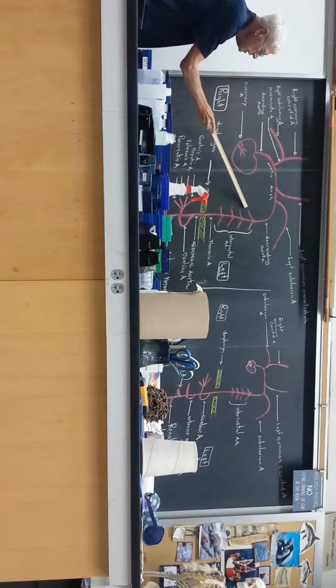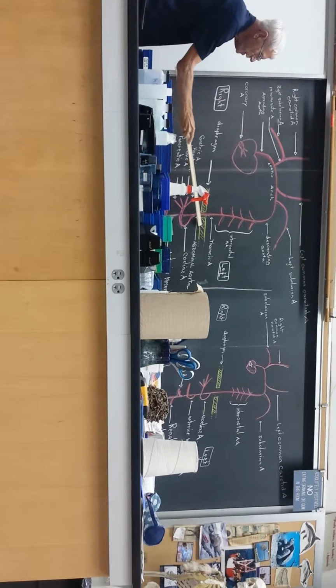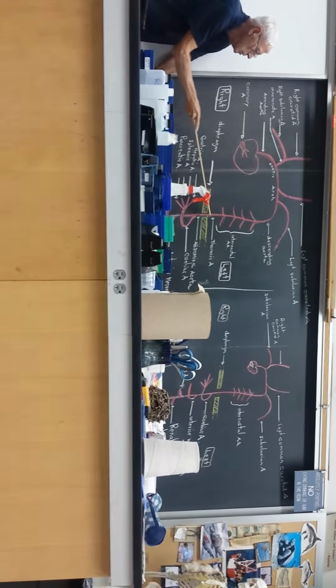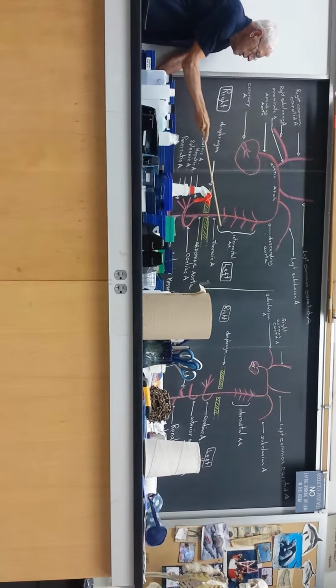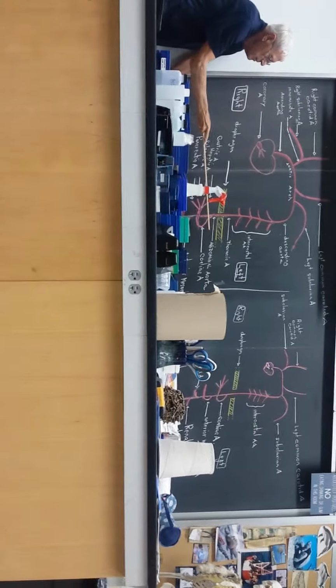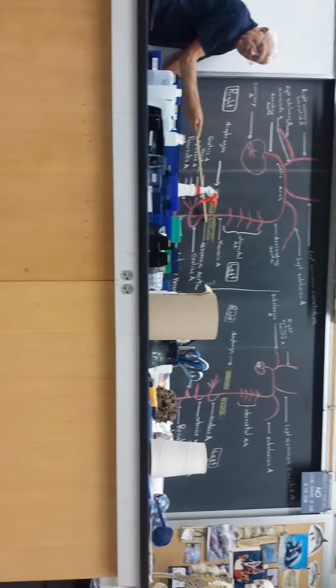And once we get below the diaphragm, we're in the abdominal area of the body. So above the diaphragm, you have the thoracic aorta. Below the diaphragm, you have the abdominal aorta.